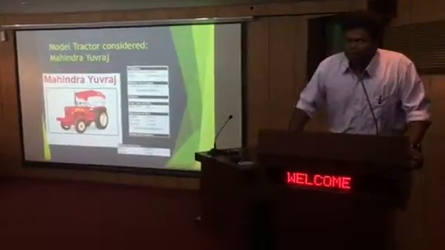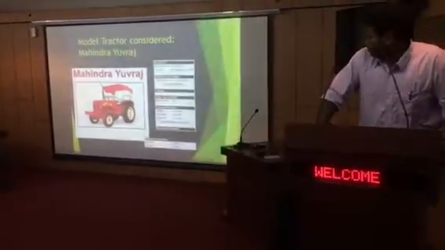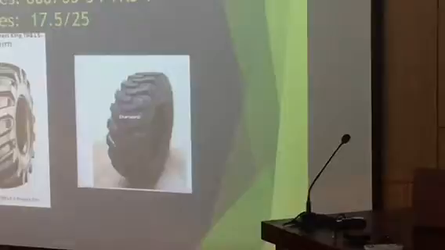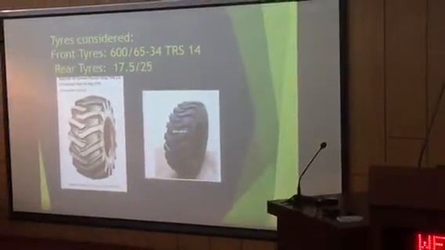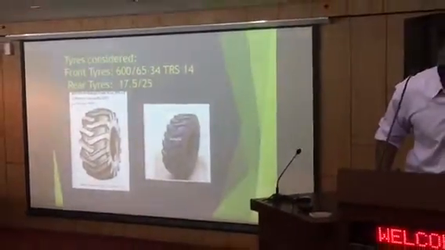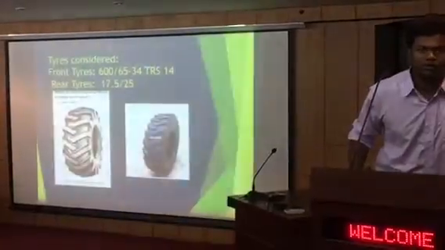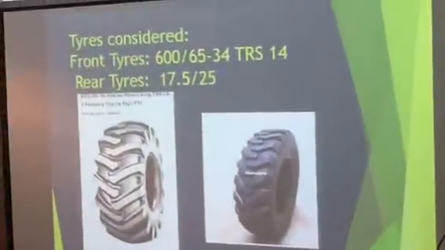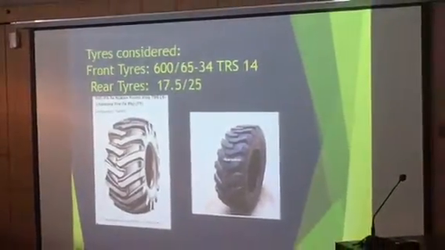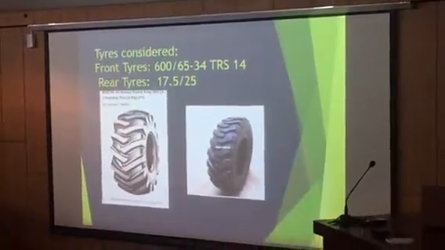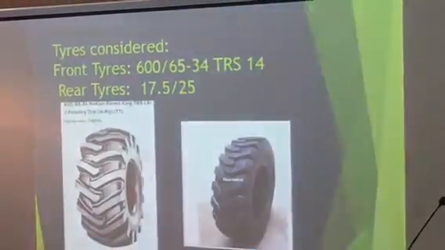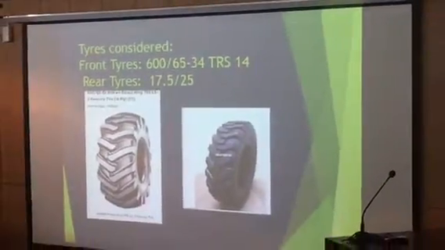The specifications, as in the tire dimensions, the capacity, the power take-off, all those are mentioned. The tires that we have considered for this particular tractor are retrofittable, we all know that. The tires that we chose, after the results, are 600/65/34 TRS14 for the front tires, and for the rear tires it's 70.5/25.